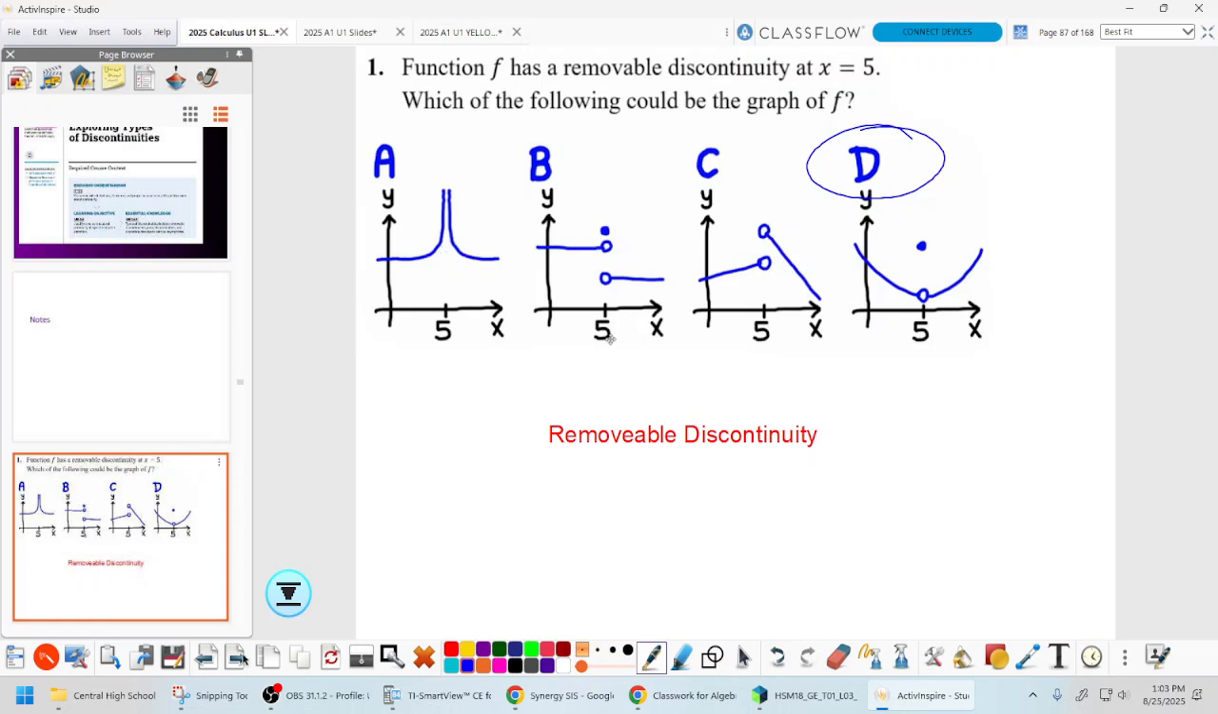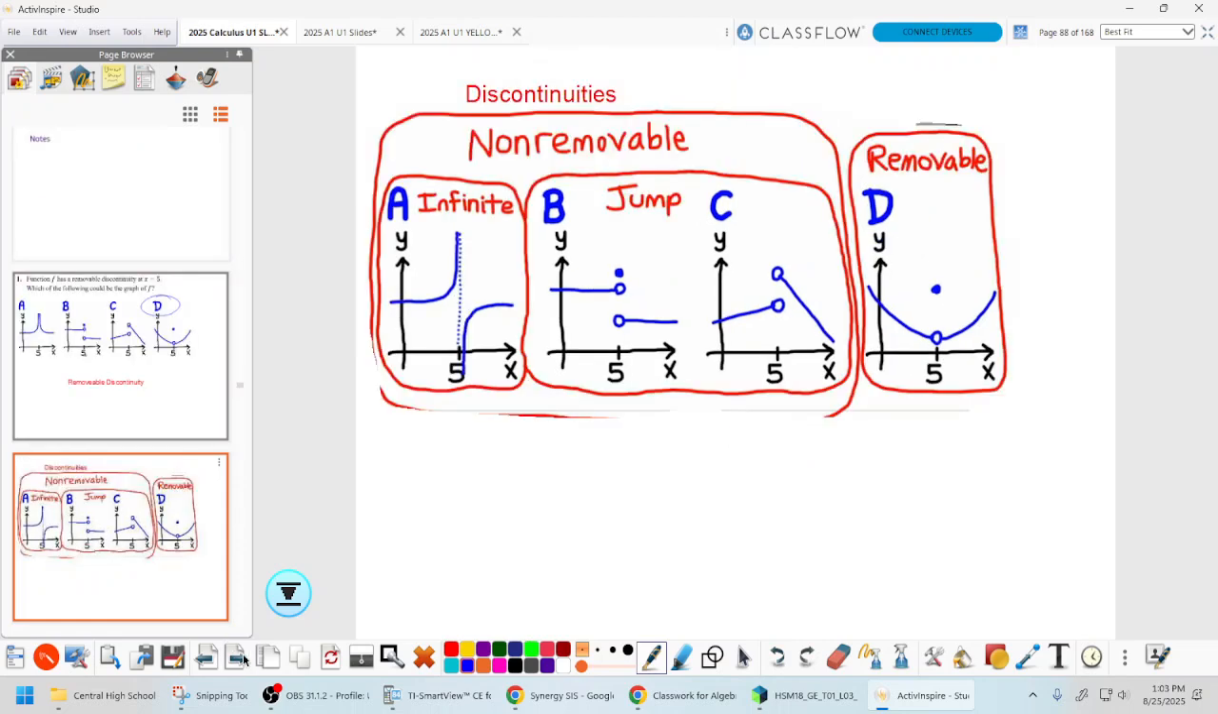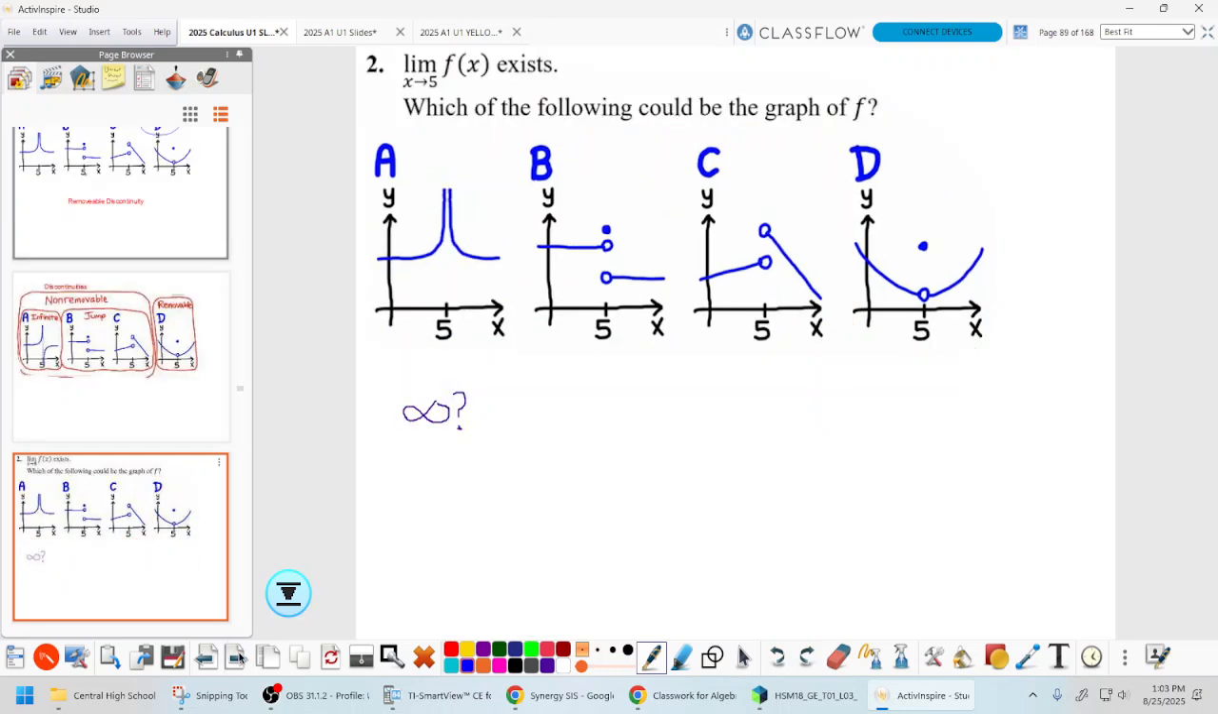Okay? All right, let's look at the next one. This one tells you that these three are non-removable, and that one is the only removable one. So hopefully that refines your definition a little bit. I'm just pausing to let you think about why D would be a removable discontinuity. What is different about it than the others?